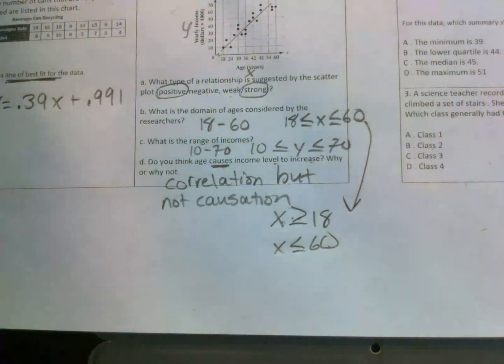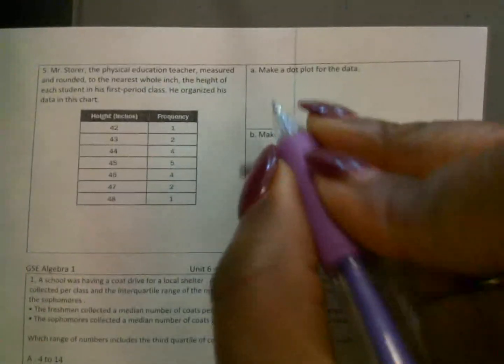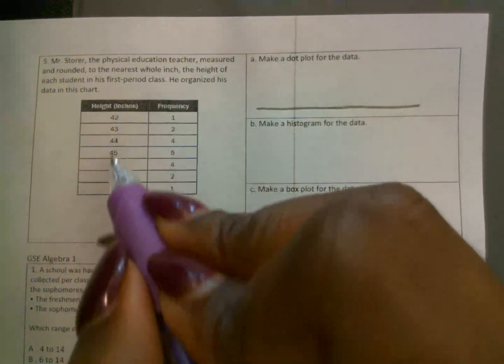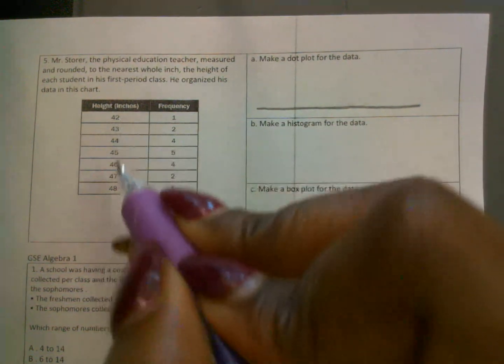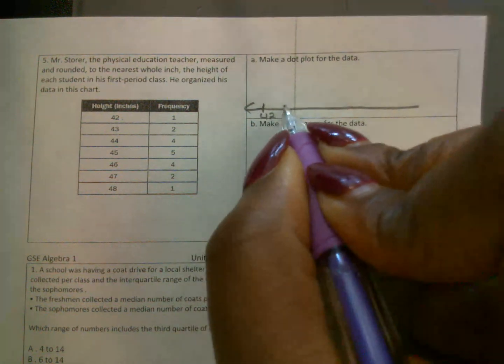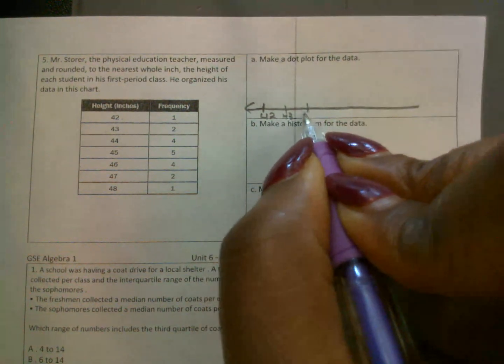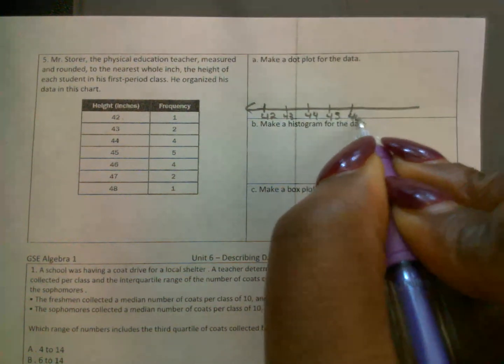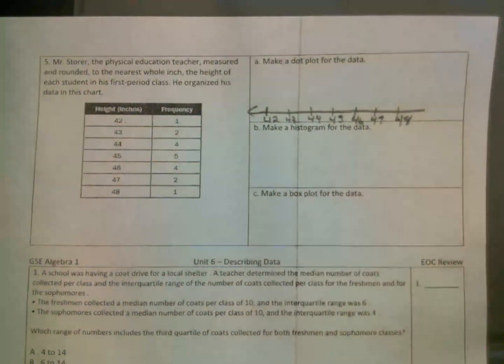Okay. So now I'm gonna pause, give you time to answer. Well, no, we can do that one. Dot plot. Okay. So now we're gonna make a dot plot. Remember when you're making a dot plot, you have a number line. So these are the numbers, the heights. It goes from 42 to 48. So we got a number line. We got 42, 43, 44, 45, 46, 47, 48. Okay, so it goes all the way to 48.